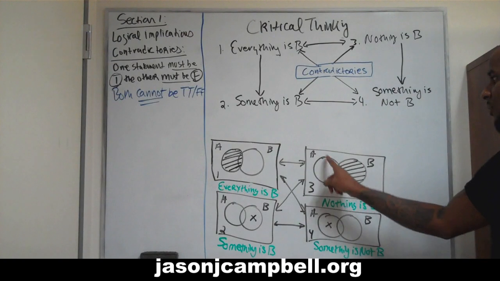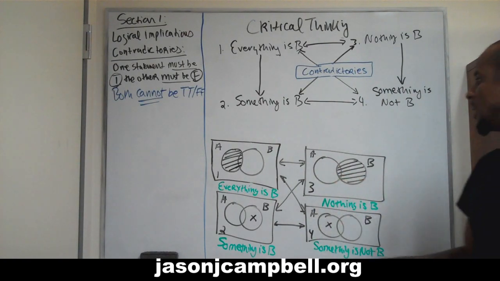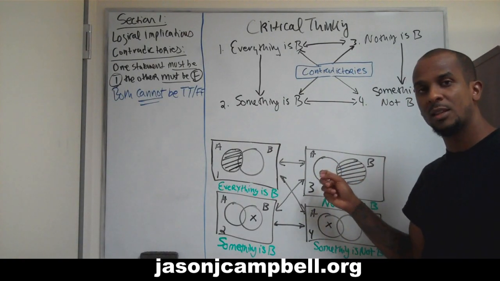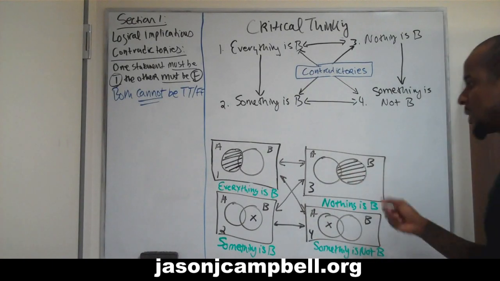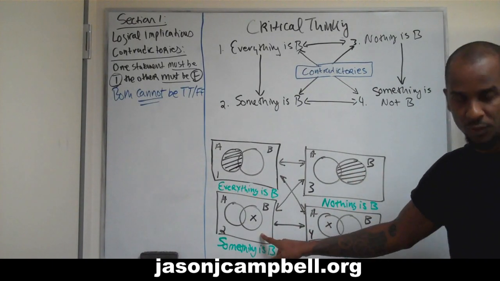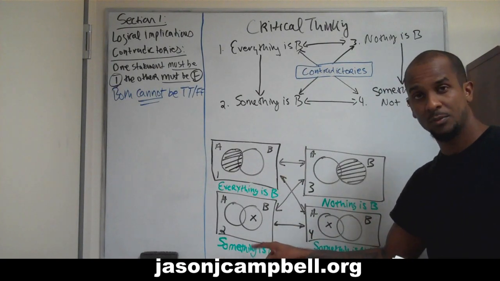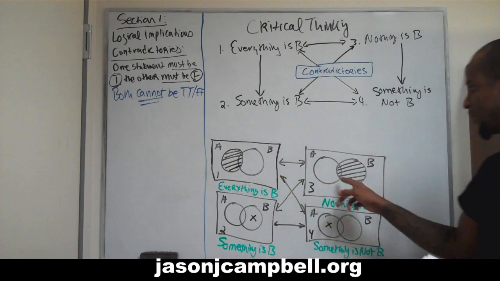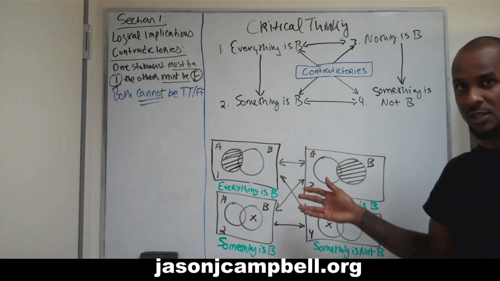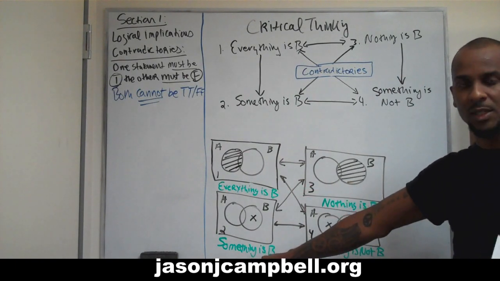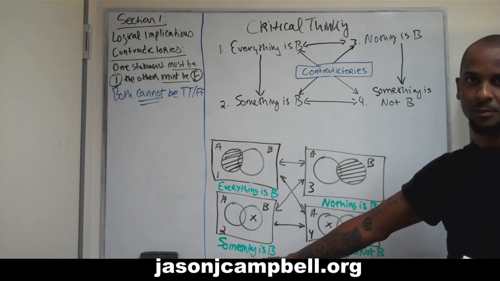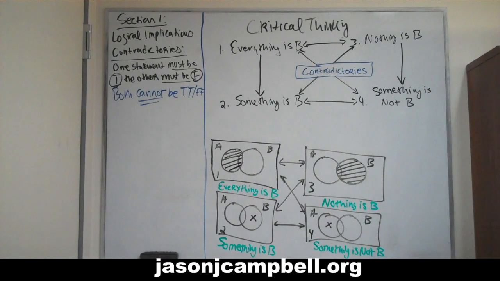Nothing is B. Well, if we say that nothing is B is true, then we see that something is B has to be false. If we see that something is B is true, there is something that is B, then to say that there's nothing that's B is obviously false because we just stated that something is B is true, right? So that should make sense.